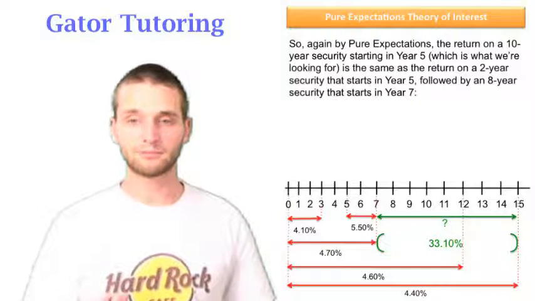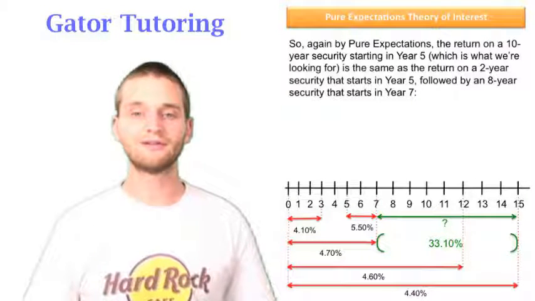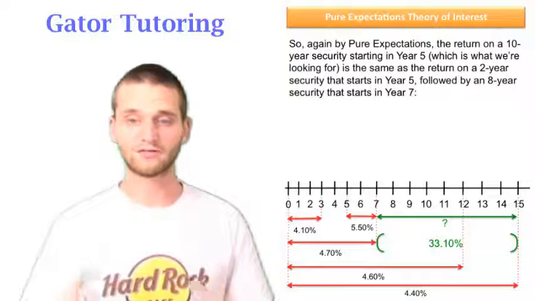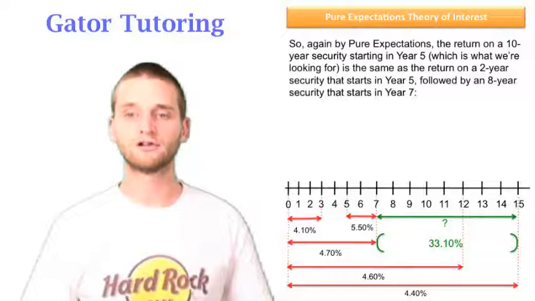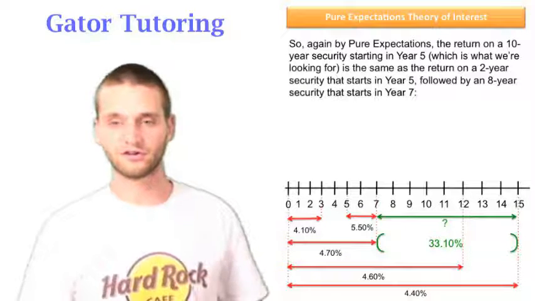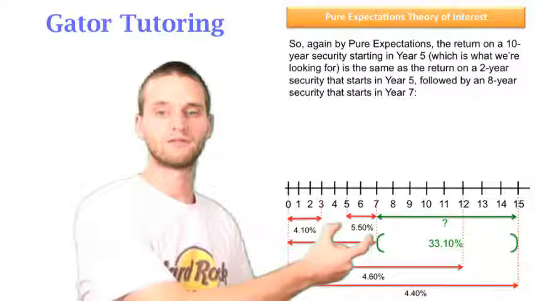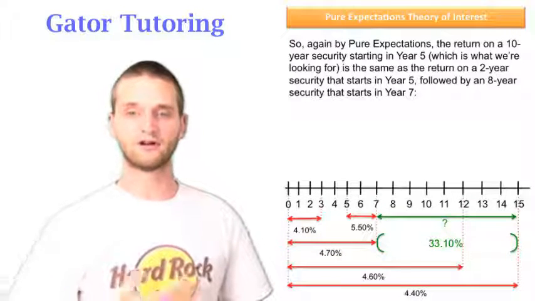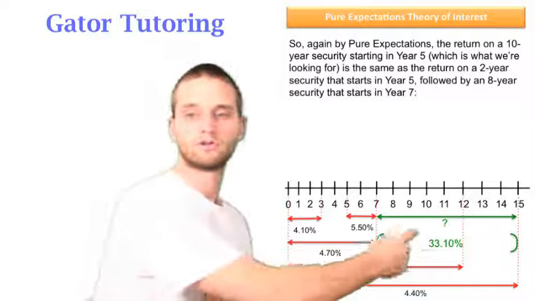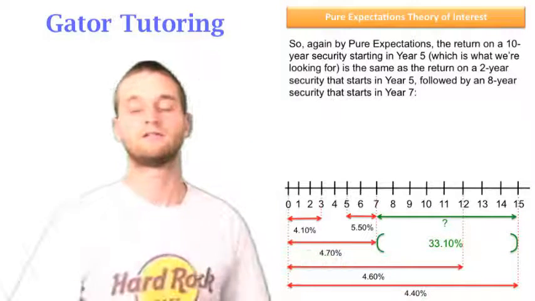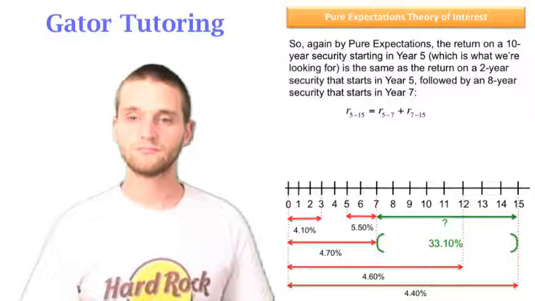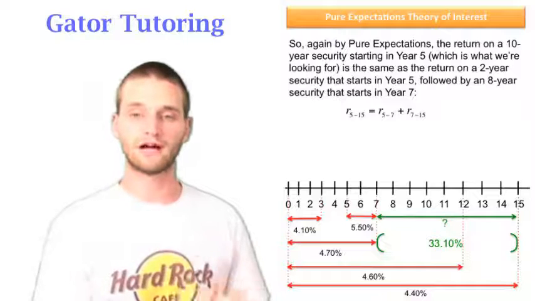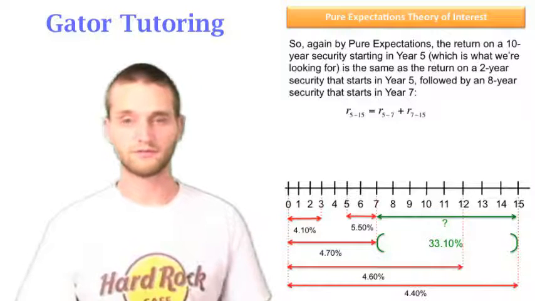So again, by pure expectations, the return on a 10-year security that starts in year 5, which is what the question is asking, is the same as the return on a 2-year security that starts in year 5, which we know the rate for because it's 5.5%, given to us, followed by an 8-year security that starts in year 7. And we know the total return earned by that security because we just found it. It's 33.10%. So the return from 5 to 15 is equal to the return from 5 to 7 plus the return from 7 to 15.